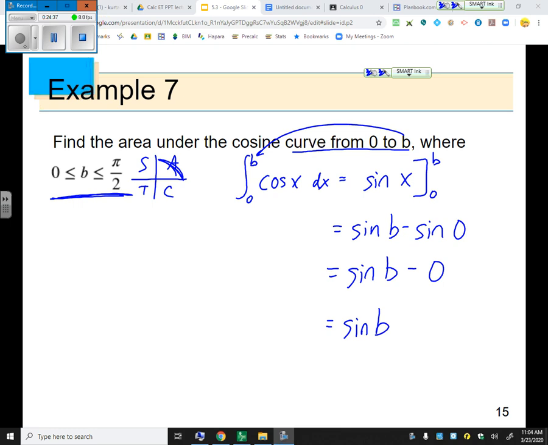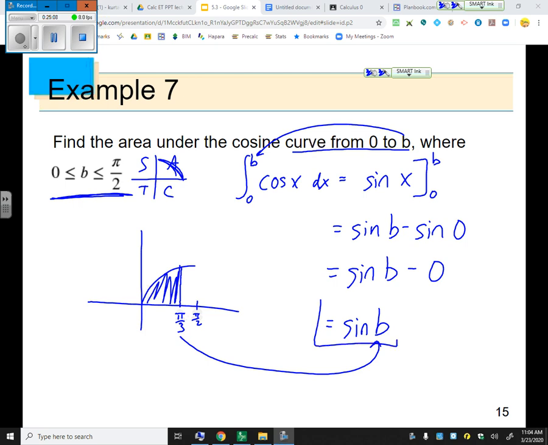That means that if I have my sine curve from 0 to pi over 2, which would be, I'm going to blow it up a little bit, about this much. If I'm just wanting to know what the area is until, say, pi over 3, because this right here would be pi over 2. So if I'm just wanting to know the area until pi over 3, then I can just take sine of pi over 3, which is square root of 3 over 2, and it would tell me that answer. Right? So it's just kind of leaving a generic answer for me on this one.